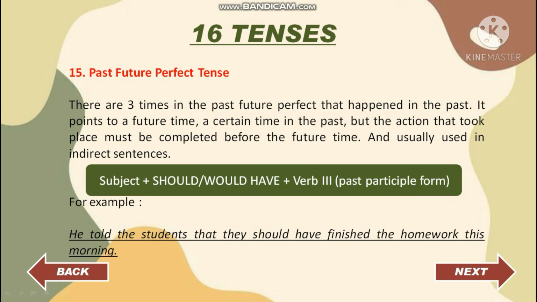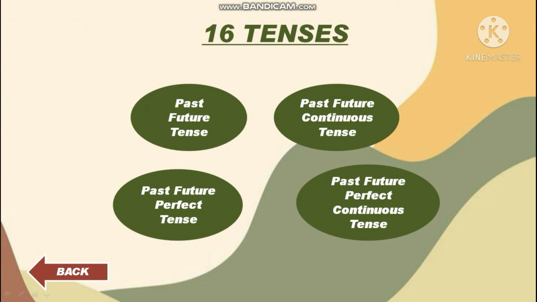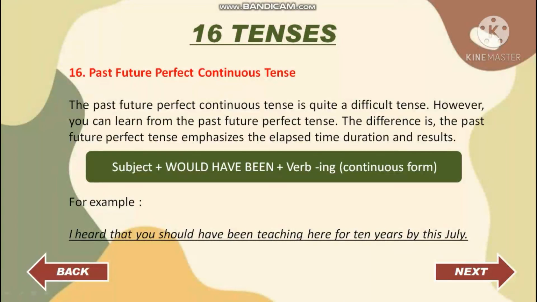Okay, the last tense is past future perfect continuous tense. So, past future perfect continuous tense is quite a difficult tense. However, you can learn from the past future perfect tense. The difference is the past future perfect tense emphasizes the elapsed time duration and result.